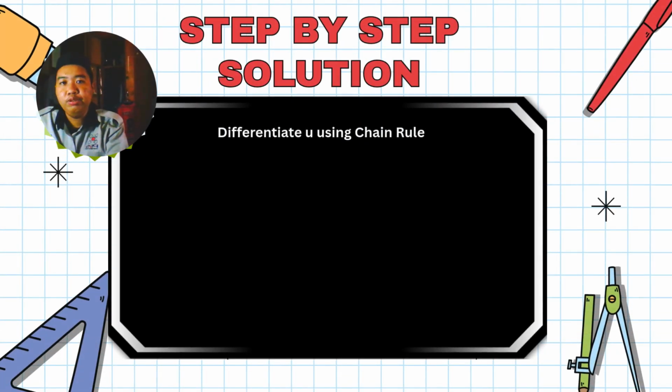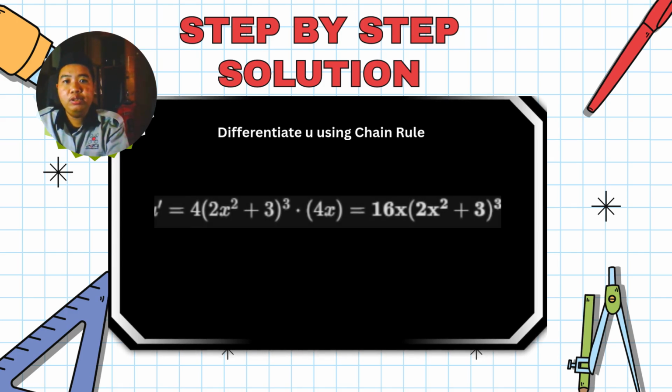Next, we differentiate using the chain rule. To differentiate u, we use the chain rule. Bring down the power of 4, keep the inside, decrease the power to 3, and multiply by the derivative of the inside, which is 4x, where the calculation is u prime equal to 4 times (2x squared plus 3) to the power of 3 times 4x, equal to 16x times (2x squared plus 3) to the power of 3.